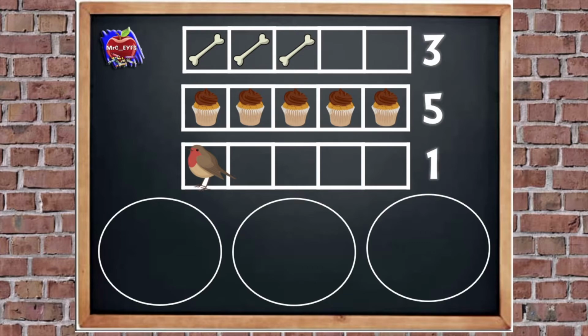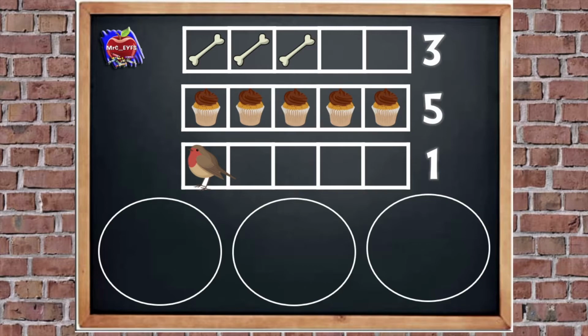So, which has more out of all 3 groups? Yeah, excellent. It's the cakes. There are more cakes than robins. There are more cakes than bones. Well done. But we can also say that it has the most. So it's got the most out of all the groups.